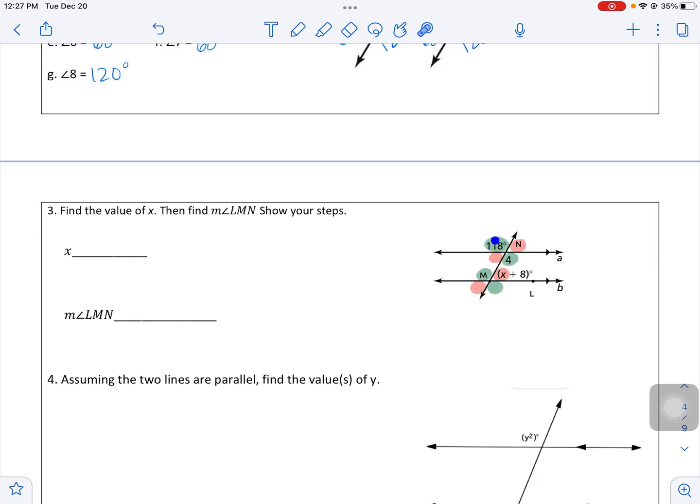What I know is this angle is green and this angle is red. If I have a green and a red, that means they are supplementary, because remember, two different sizes, acute plus obtuse, equals 180. So those two angles added together will equal 180 degrees. So my acute angle, x plus 8, plus my obtuse angle, 118, is going to be 180 degrees.